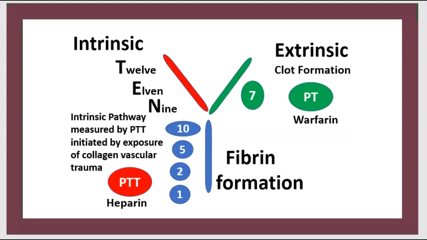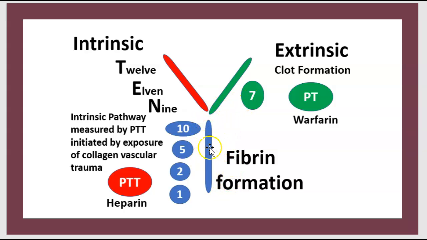Let's deal with secondary hemostasis. Secondary hemostasis has three pathways. The green one is the extrinsic pathway. The red one is the intrinsic pathway. And the blue one is the common pathway. The factor implied in the extrinsic pathway is only one, 7.